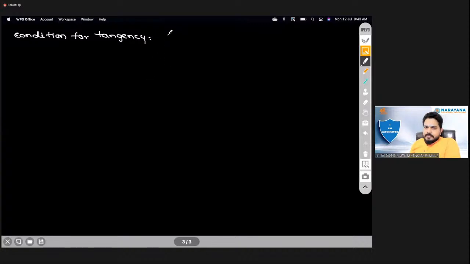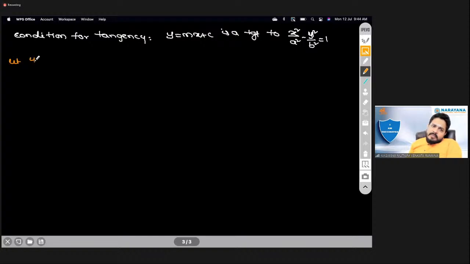Now, y is equal to mx plus c is a tangent to hyperbola x square by a square minus y square by b square is equal to 1. So that we need to find. So what I'll do is, let y is equal to mx plus c touch the hyperbola at P(x1, y1).